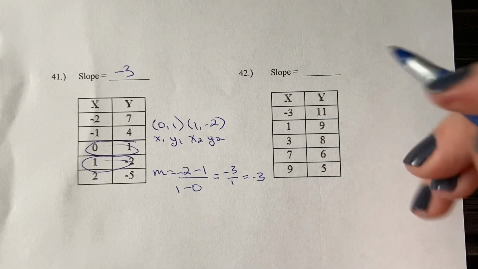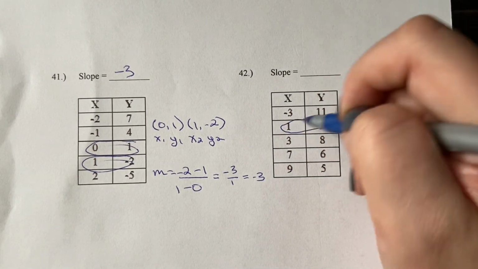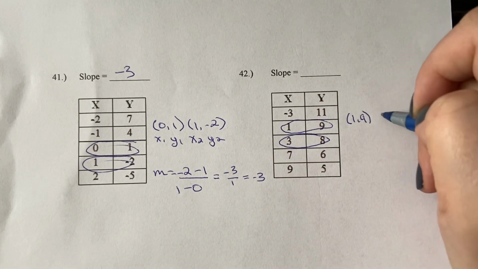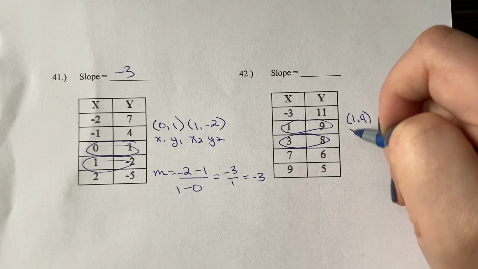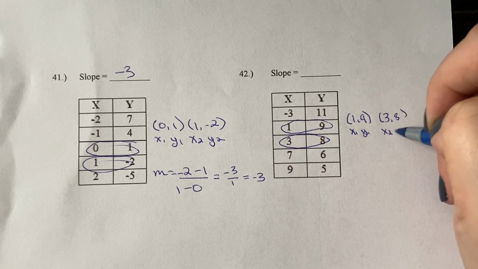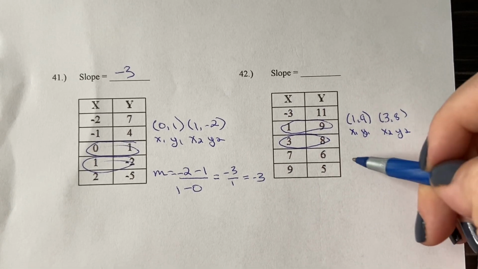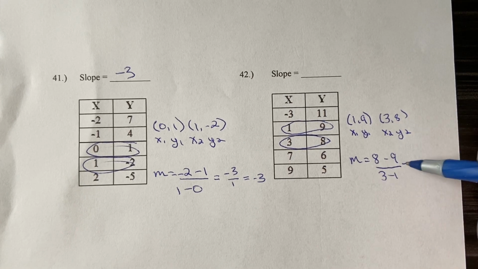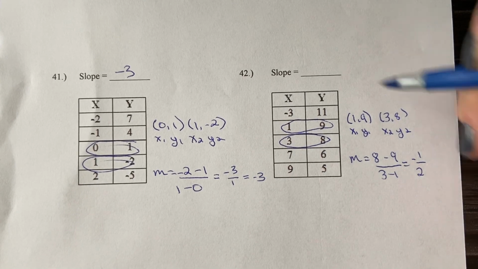All right, and then the last one here, I would probably pick 1, 9, and 3, 8. So 1, 9, 3, 8, x1, y1, x2, y2, and I would have 8 minus 9 all over 3 minus 1, which is a negative 1/2.